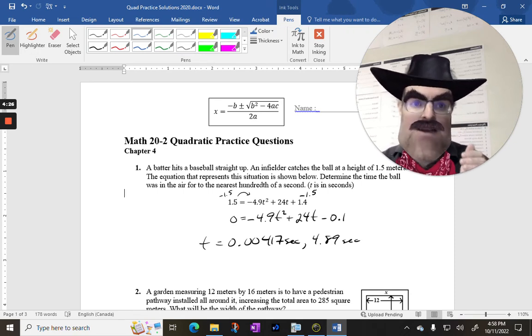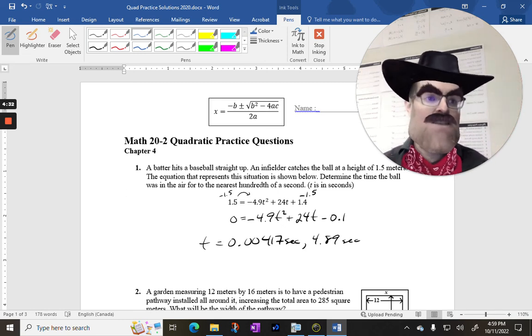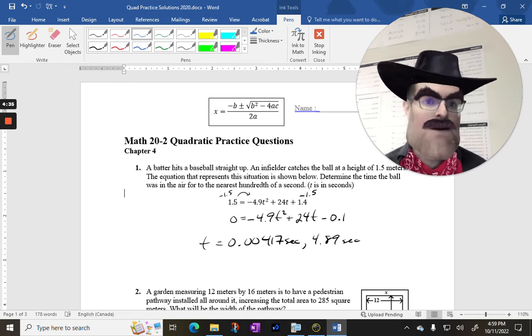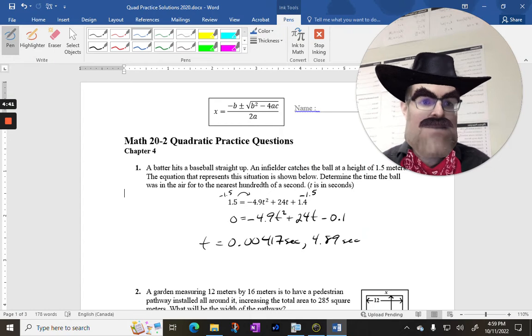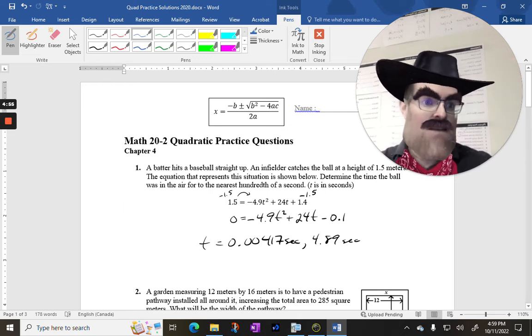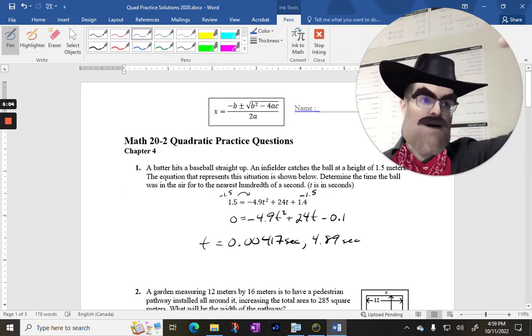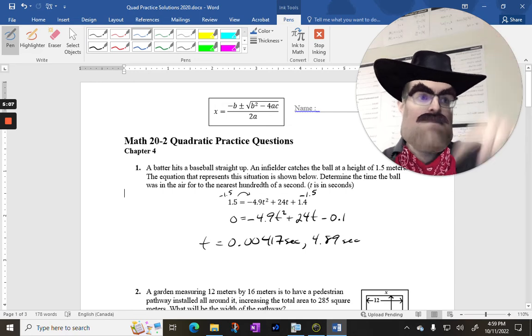But if I look at the context of the question, a batter hits the ball straight up. The infielder catches it some distance away, right? But 1.5 meters above the ground. Which one of these makes sense? Does it make sense that the ball was in the air for 0.004 seconds, so like 4 microseconds, or milliseconds, sorry? Or does it make sense that it's in the air for 4.89 seconds? So if it's a high hit, the 4.89 seconds makes way more sense than a fraction of a second here. This would be like the guy was immediately right above the batter and caught the ball as it went up, right? Not as it came down.